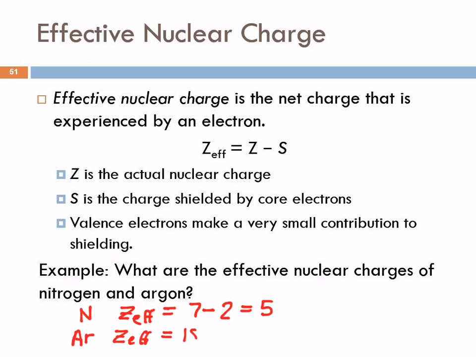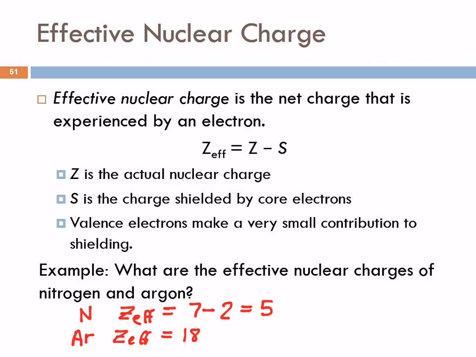18. So argon has 18 electrons, 18 protons. How many valence electrons does argon have? What group is it in? It's in group 8. So it has 8 valence electrons.